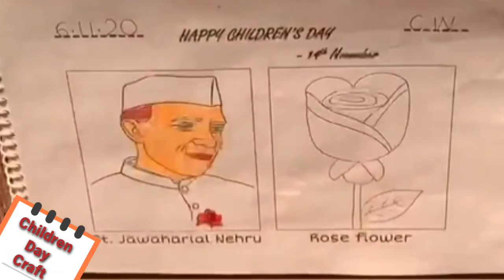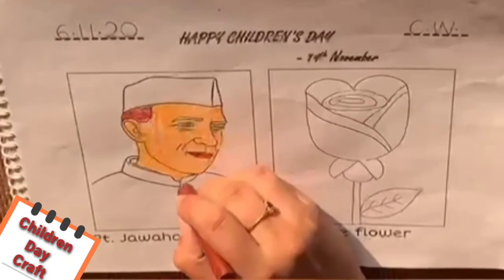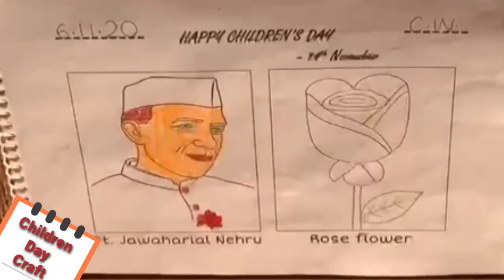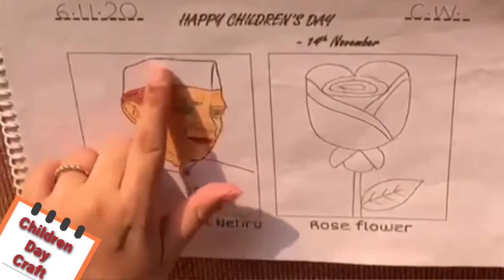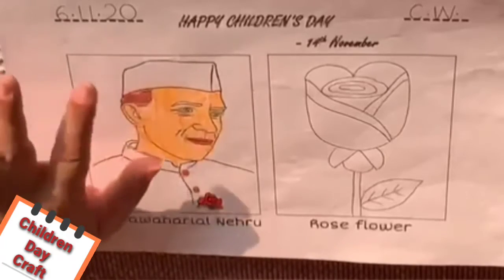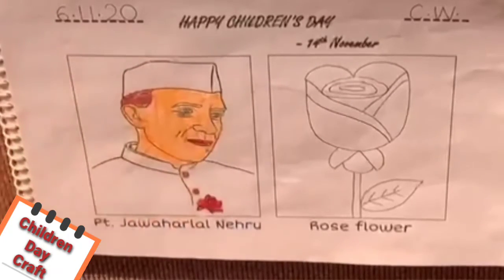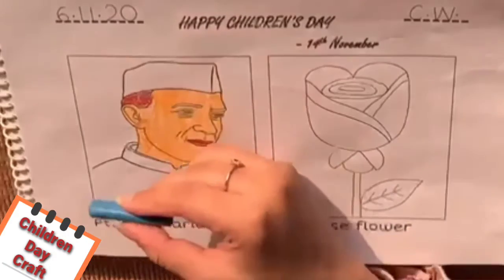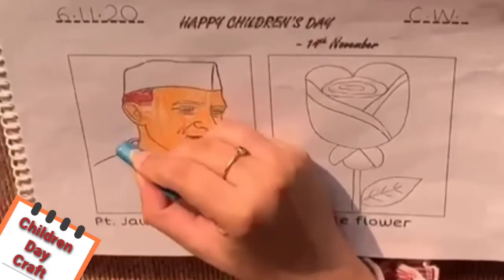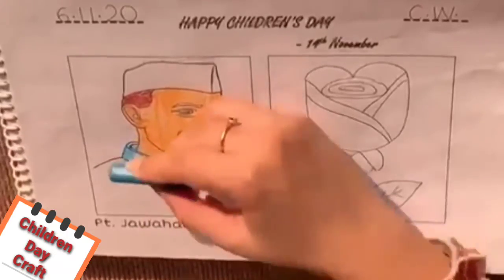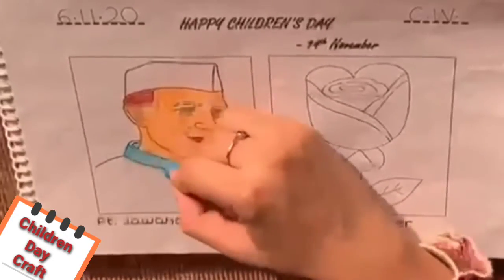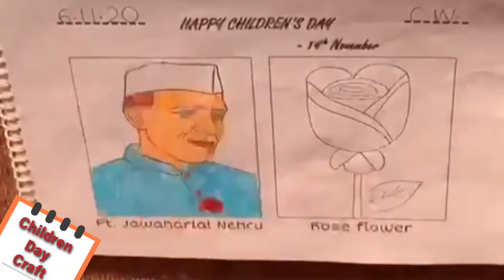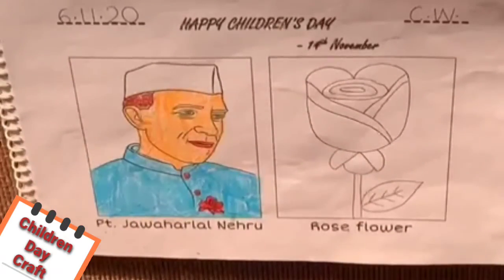only like this. We will color the buttons also with brown color like this. Now we will not do any color in the cap as we want to leave the cap with white only. Now we will take blue color, light blue color, and we will color in the jacket of Jawaharlal Nehru. So our Jawaharlal Nehru picture is complete.